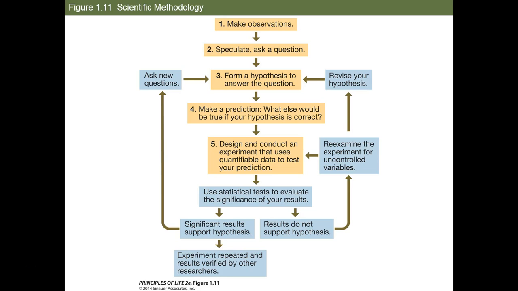Any result you get from an experiment, either in support of or refuting your hypothesis, is valuable. Many times, researchers will use results from a failed hypothesis to ask new questions, which can lead to a new hypothesis. Any significant results that support your hypothesis must be able to be repeated by other researchers, which leads to verification of your experiment.